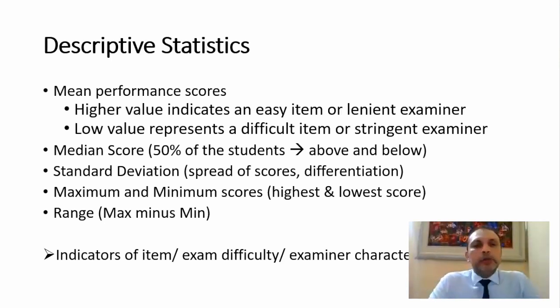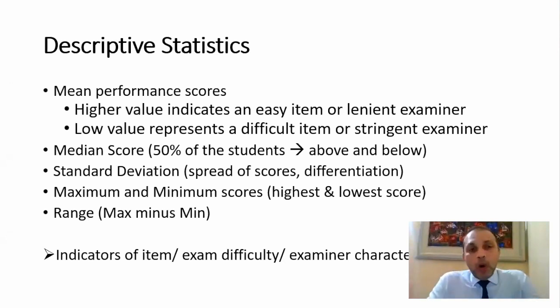You can look at the mean score for the complete exam. A higher value of the mean score, for example, an 80% mean score on a test or on an item, or a 95% mean score, indicates either that item or that subtest or that exam was easy for the students, or there was a lenient examiner on that question, on that station, or the candidates were very well prepared, because everybody is getting, the average is 80. So most of the students are getting very high scores, or the average is 95.